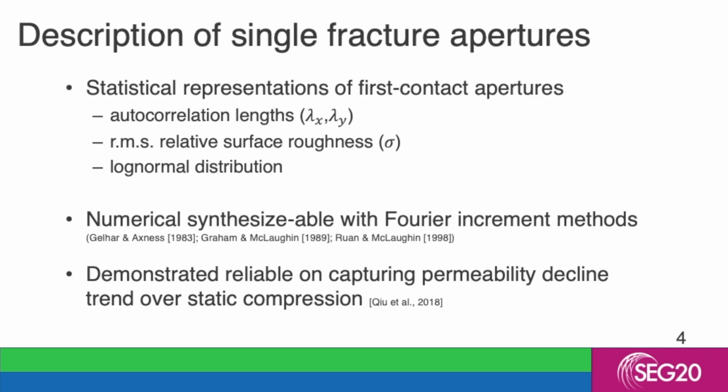First, the autocorrelation length, describing the spatial autocorrelation of these aperture heights. And the other parameter is the root mean square relative surface roughness of the fracture surfaces, denoted by sigma. This parameter is going to tell us how variable overall the aperture heights are in a particular single fracture. Moreover, we are going to assume the single fracture apertures follow a normal distribution, as indicated by a lot of experimental results. The advantage of parameterizing single fracture apertures is that we can numerically and easily synthesize artificial fracture apertures using Fourier increment methods. And this parameterization is demonstrated to be reliable in capturing the permeability decline trend over static fracture compressions.